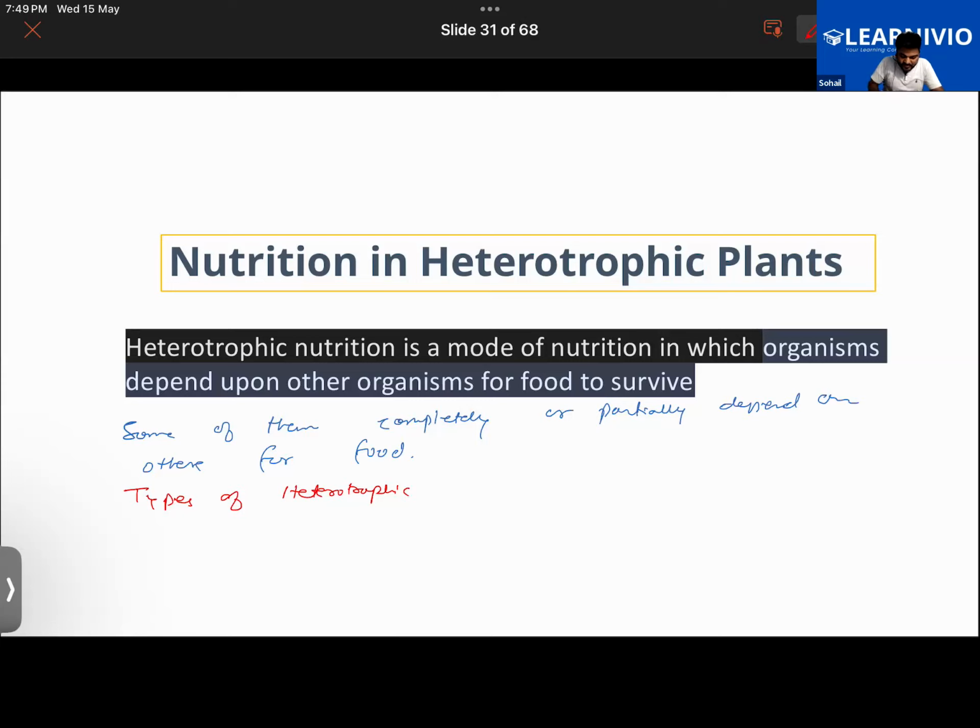So types of heterotrophic plants are as follows. Sir, is Amarbel the pitcher plant or Kuskuta? Kuskuta, Cuscuta is also called Amarbel. Okay.